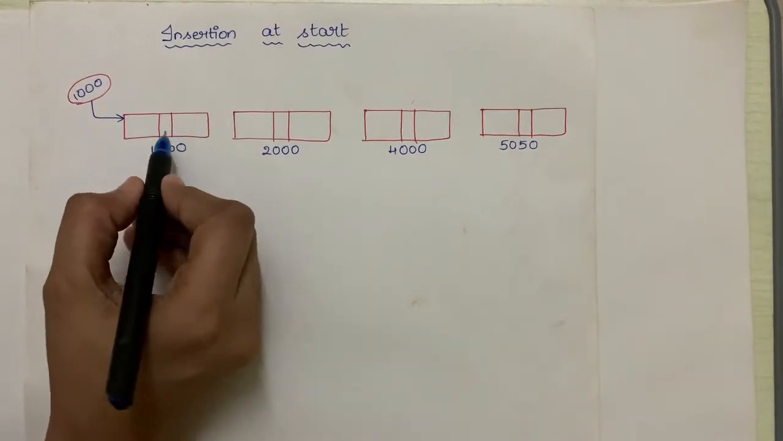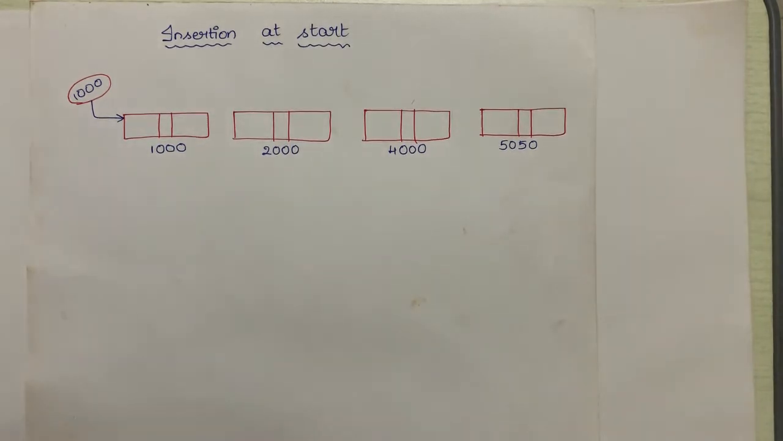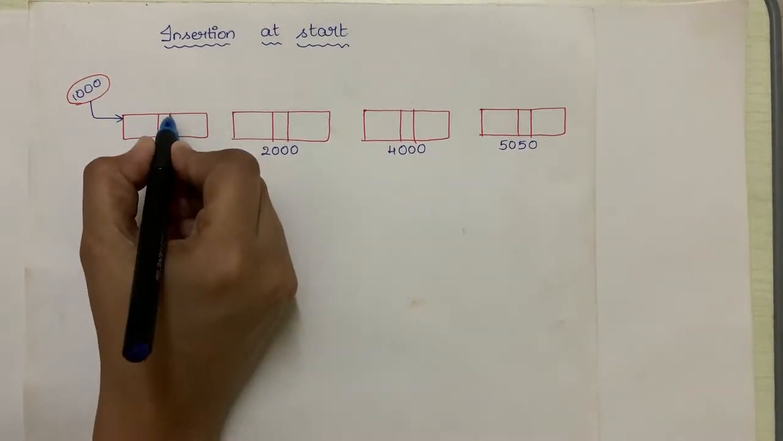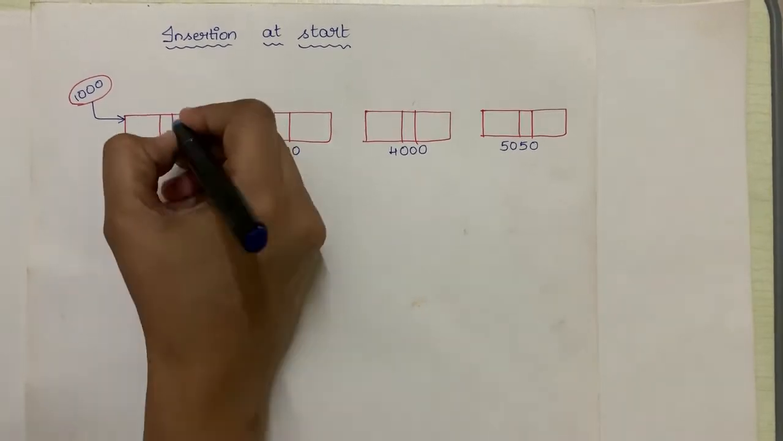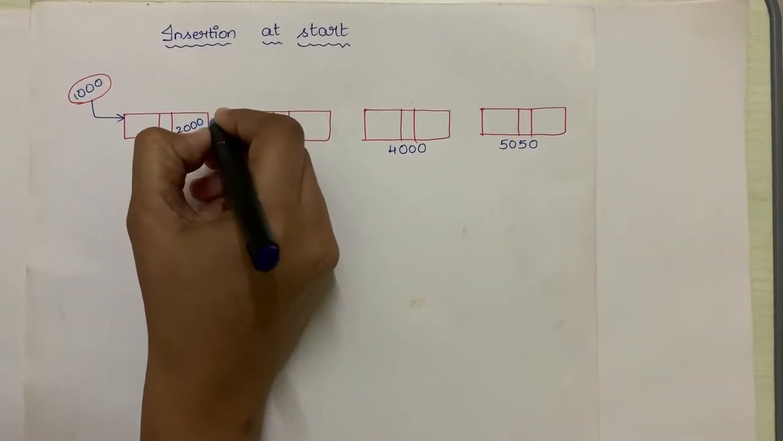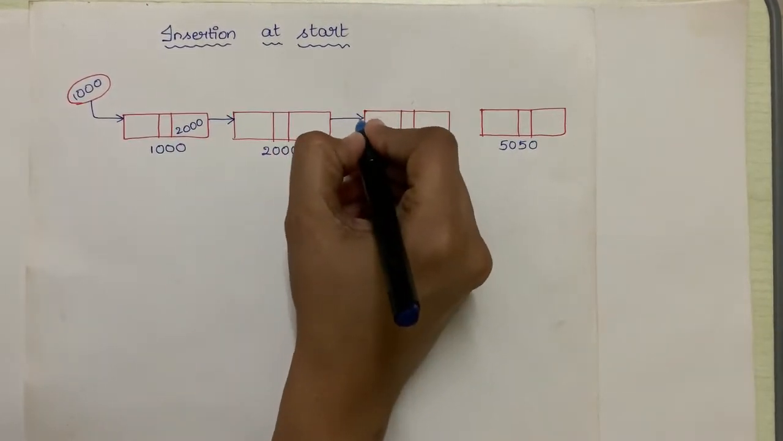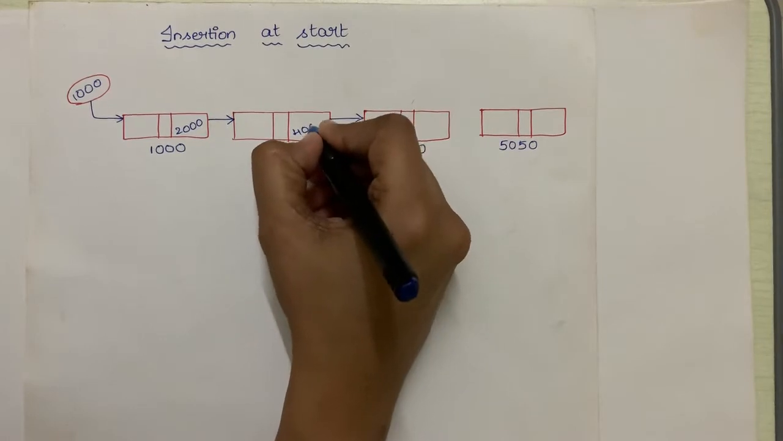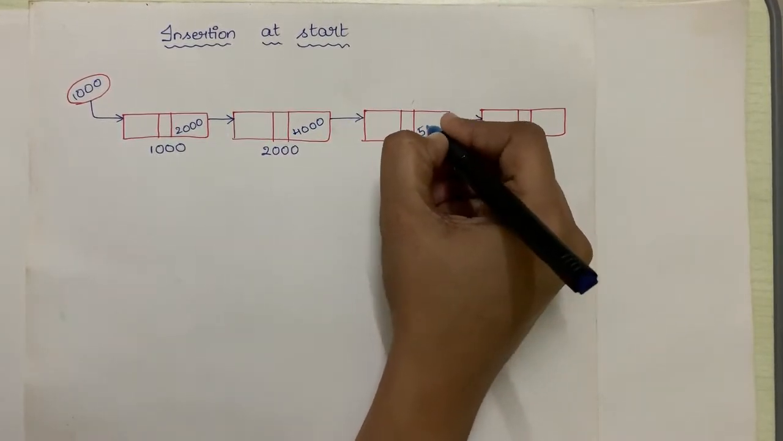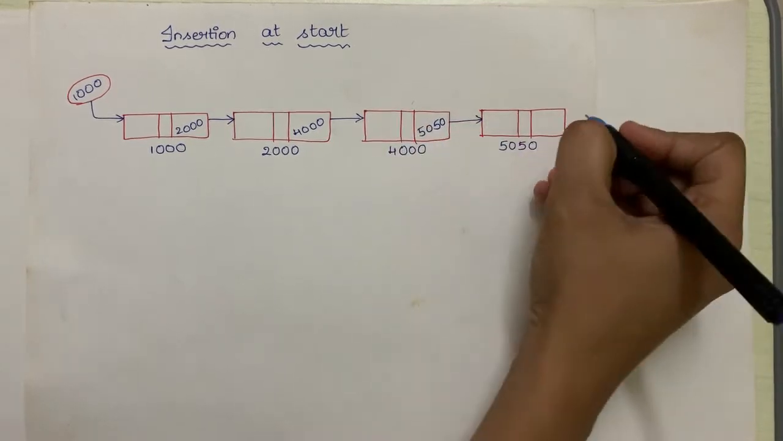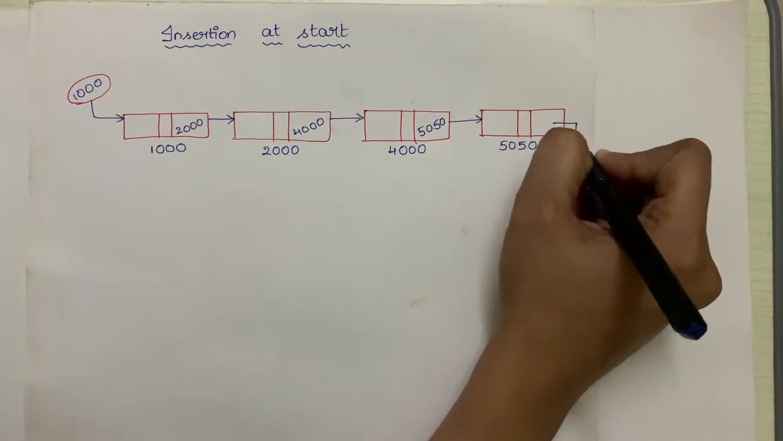Now, let us first fill the third fields in the double linked list. This stores the address of its next node. What is the address of the next node? 2000. So 2000 is stored here. It points to the next node. In the same way, 4000 is stored in the third field of the second node. 5050. And as there are no further nodes in the double linked list, it stores none.